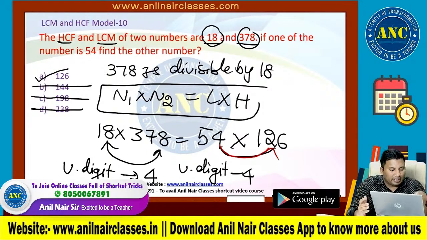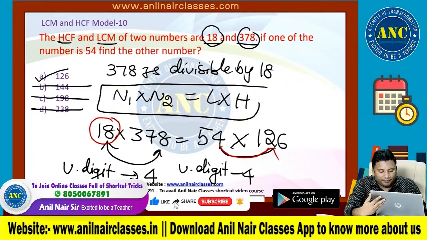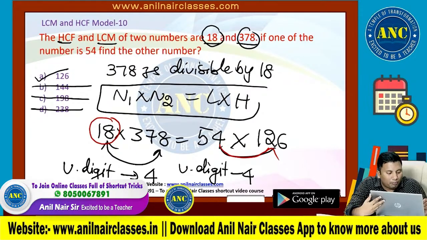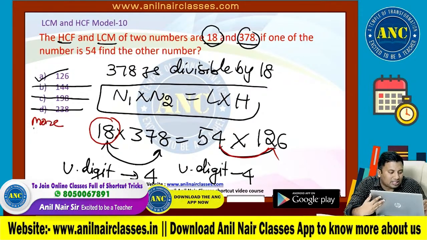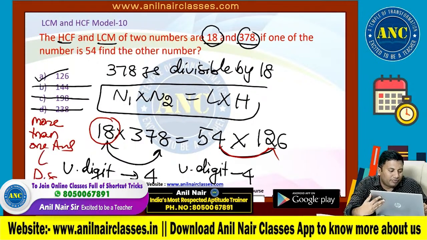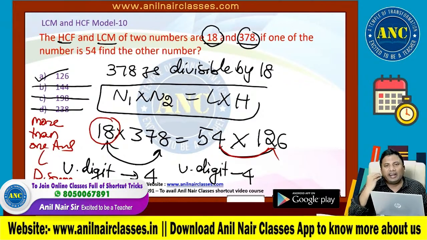You can eliminate a few answer options by using the digital sum concept. 18, digital sum is 9. You multiply and check where the digital sum is matching. Are you all with me? If more than one answer's digital sum is matching, then use the unit digit. Please don't multiply 18 into 378. Don't waste your time. If any teacher is teaching like that, he is wasting your time.